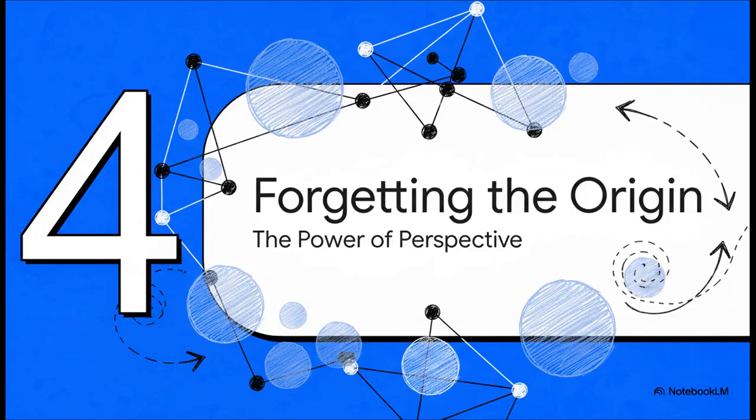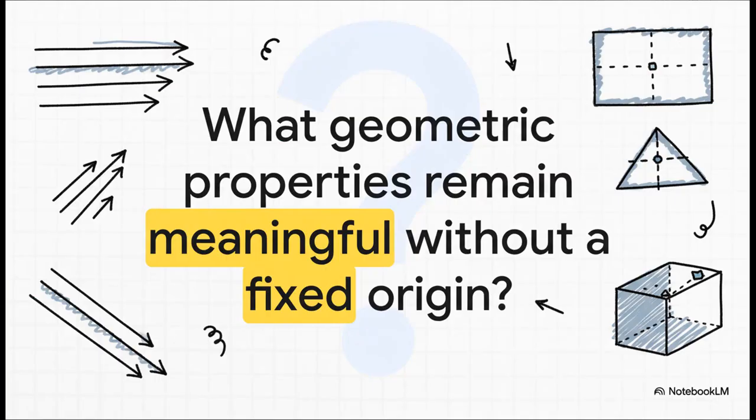Okay, so why? Why go to all this trouble to just forget the origin? What's the payoff? What do we gain from thinking this way? This is really the key question. If you can't measure distance from some central point anymore, what geometric concepts are still valid? What properties are actually inherent to the space itself, instead of just being artifacts of the coordinate system we decided to slap on top of it?